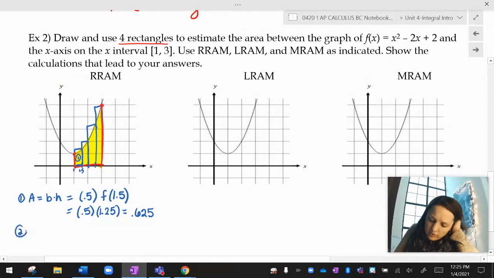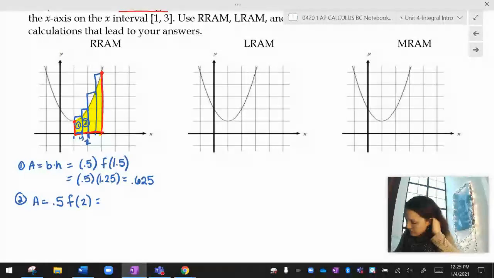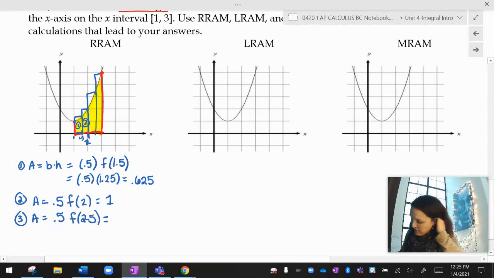Okay, and now rectangle number 2 would also have a base of 0.5, and its height would come from this value, which is 2. So I'd have 0.5 times f of 2. And if I type that into my calculator, I get 1. And then the third rectangle would be 0.5 times f of 2.5.